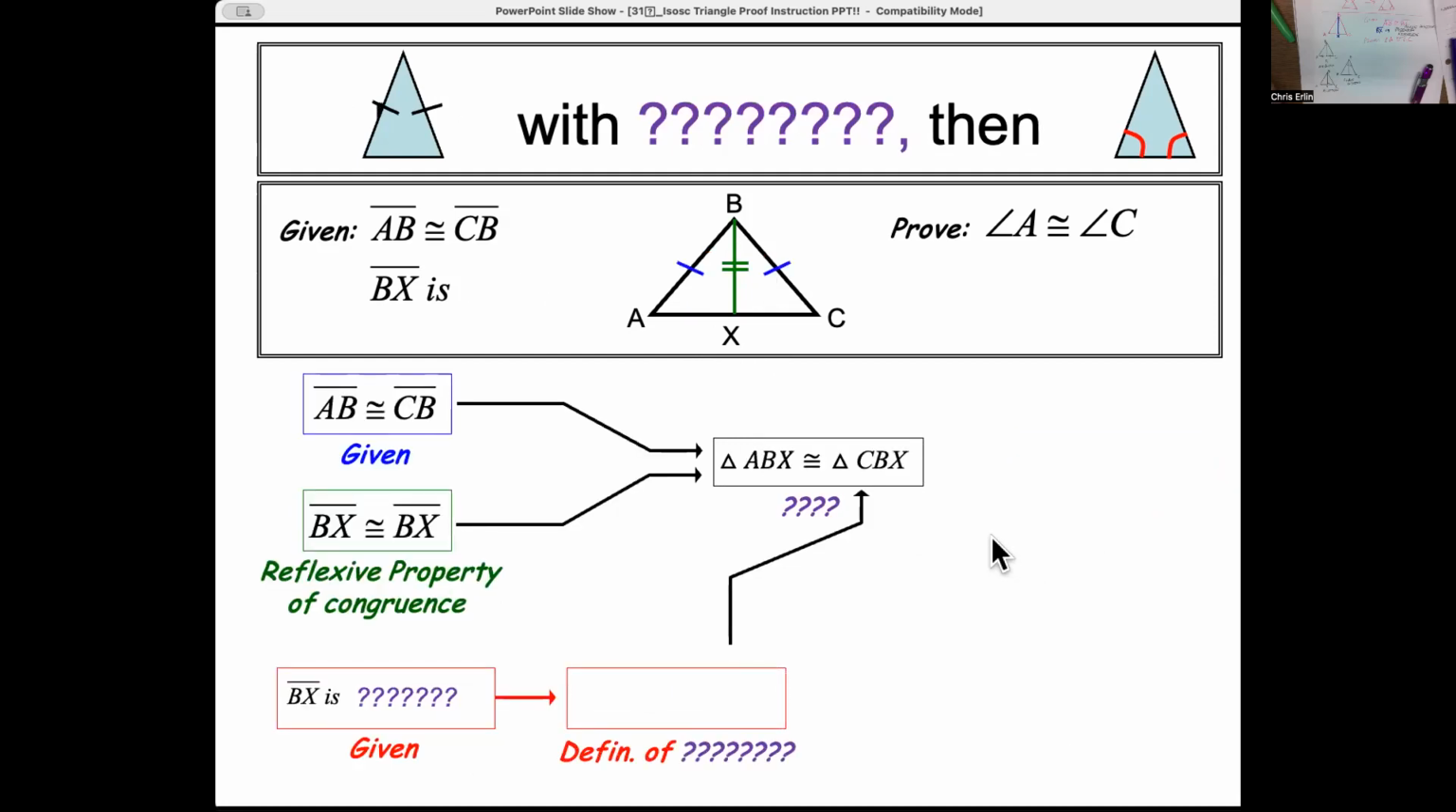So generally, all of them are done like this, right? It's only a question of what you claim BX is. Is it an altitude? In which case you define altitude, and it's RHL. Is it a median? In which case you define median, you get SSS. Is it an angle bisector? You define angle bisector, you get SAS.